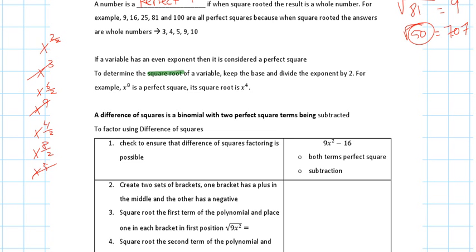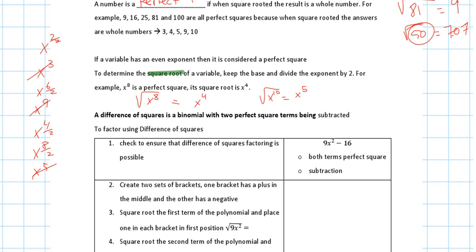So if I want to know what's the square root of x to the power of 8, it will be x to the power of 4, because I take 8 and divide it by 2. Square root of x to the power of 10 is?